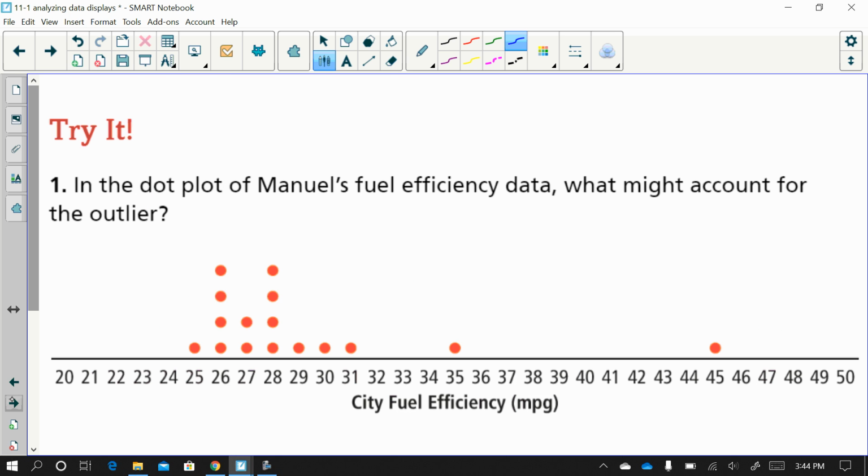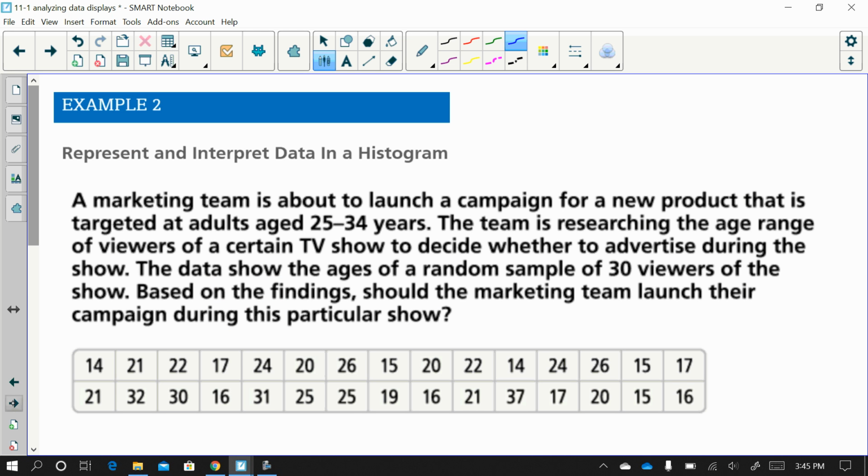So let's look at a question. In the dot plot of Manuel's fuel efficiency data, what might account for the outlier? Outlier all the way down here. What kind of car maybe would that be? Maybe we can say it's an electric car. Or he looked at common cars and then threw in some other fancy car. Sometimes you just get outliers. Give me a good reason why you might have it. It might be one of those new hybrids. It might be some super fancy one that not many people own. So who knows? Okay, moving on.